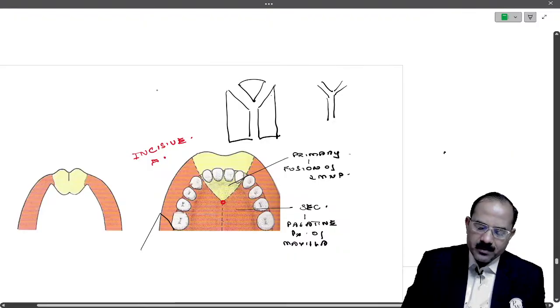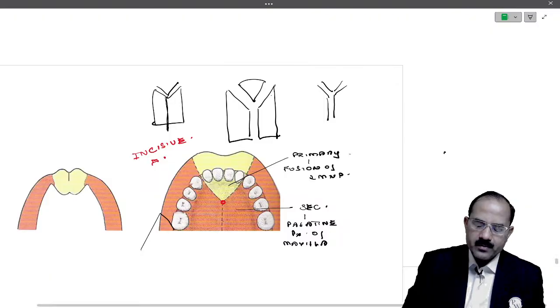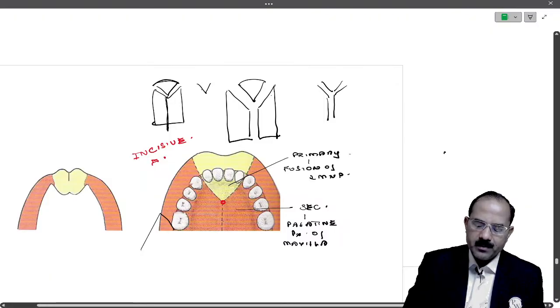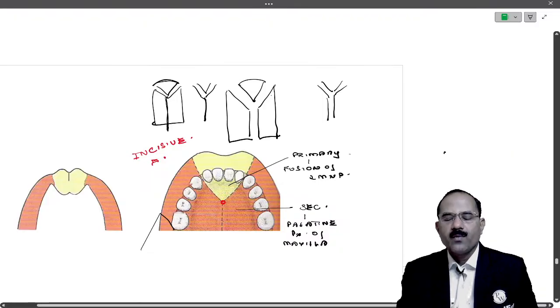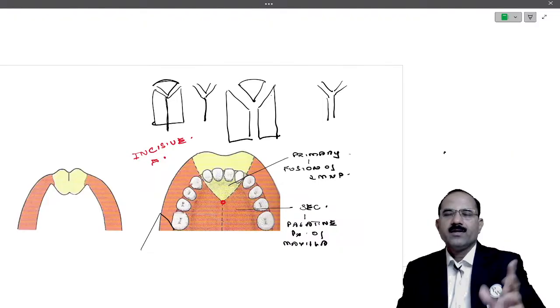If these two palatine processes fuse, look, both the palatine processes fuse, but they do not fuse with the primary palate, you get a V-shaped defect. V-shaped defect. Okay, so this is how we get the defects.